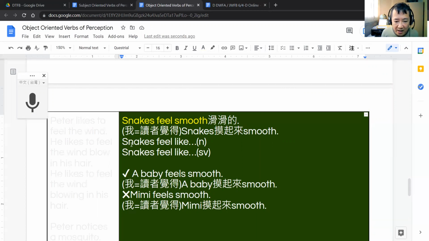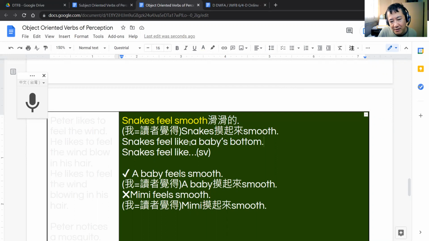I can say snakes feel like, I don't know, maybe what's a good thing to describe smooth? Like a baby's bottom. You think I'm joking? This is really a 比喻, an example, a metaphor, a simile, right? If you want to say something is very smooth, you can use 比喻, a baby's 屁股, a baby's bottom. Okay, I'm not being creepy. In English, you can really say that. So snakes feel like a baby's bottom.